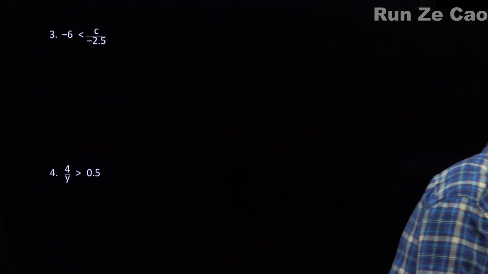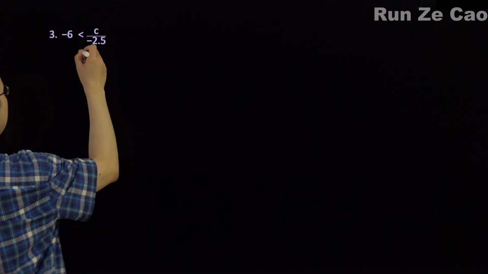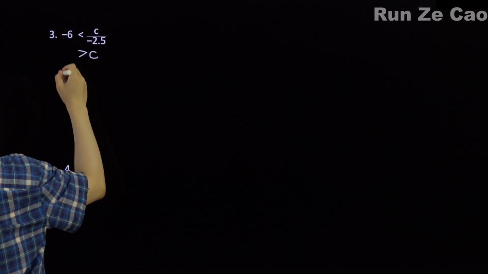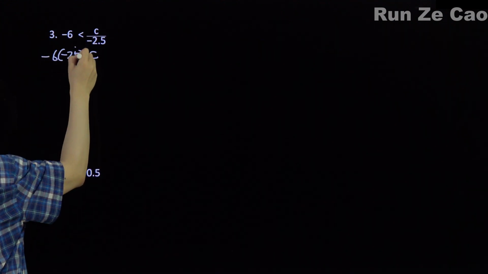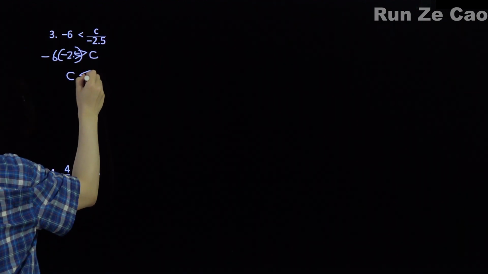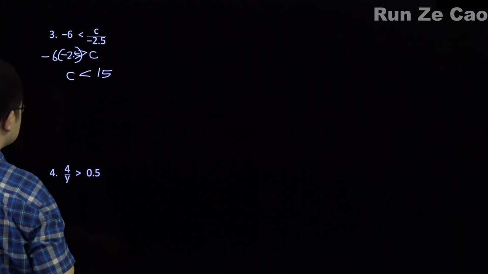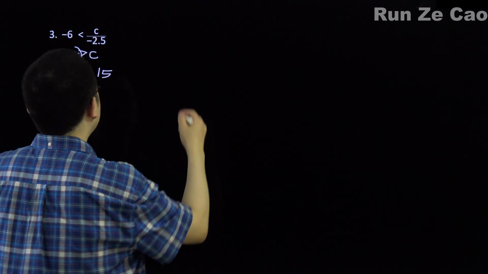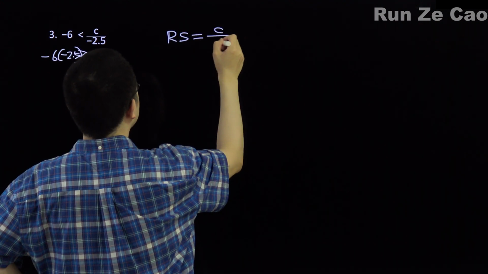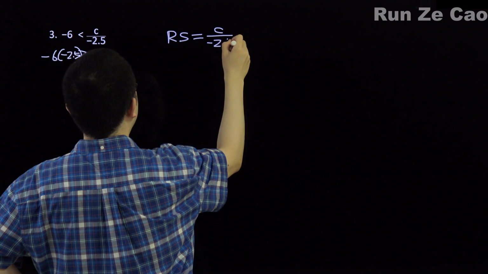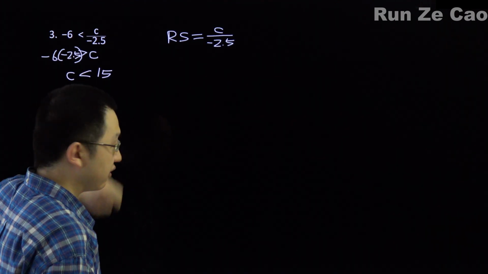Okay, so negative 6 is less than c over negative 2.5. So c is less than negative 6 times negative 2.5. Right, so c is less than 15. Now, right side is equal to c over negative 2.5, which is going to be, well, we started off with c is less than 15.